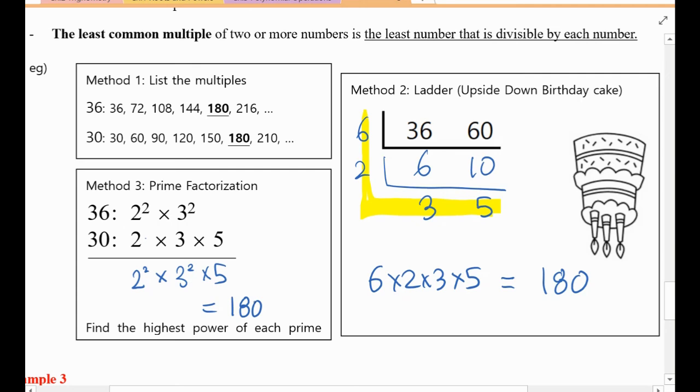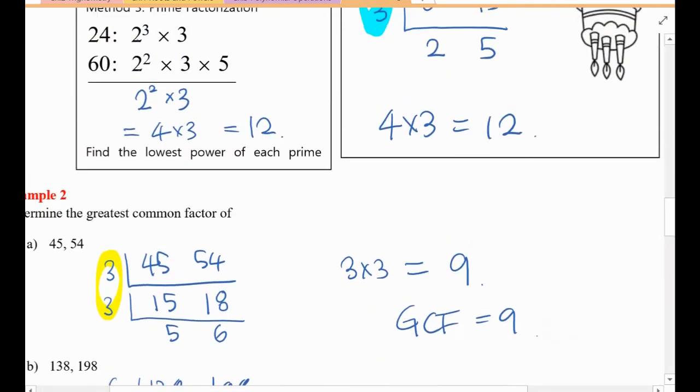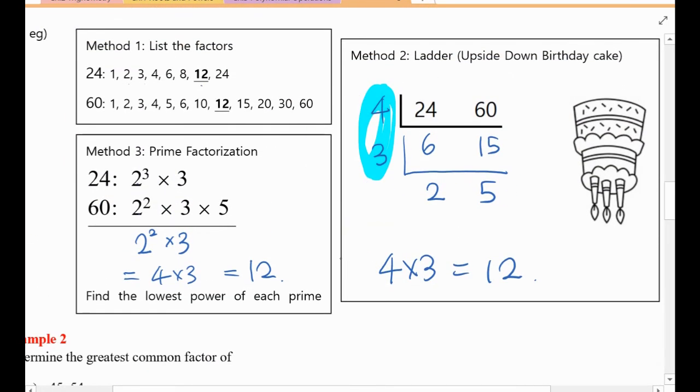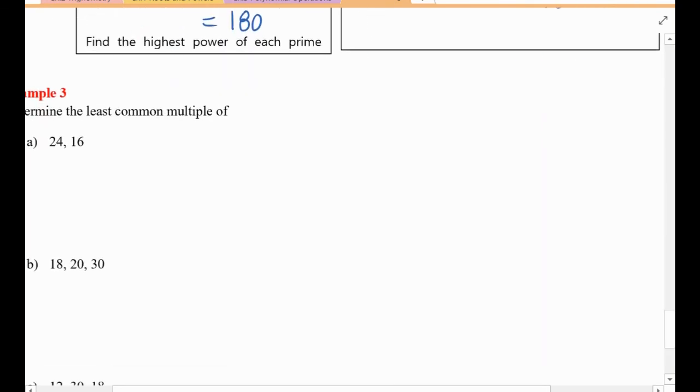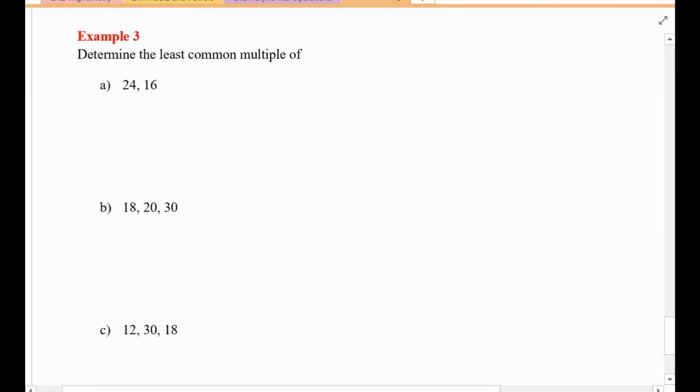Okay, do you guys understand how to find LCM? So the difference between GCF and LCM: GCF, you just multiply vertically, and LCM, you multiply L shape. Okay, all the numbers here. Okay, again, I want you to pause the video and try those 3 questions by yourself. Okay, have you guys tried that?